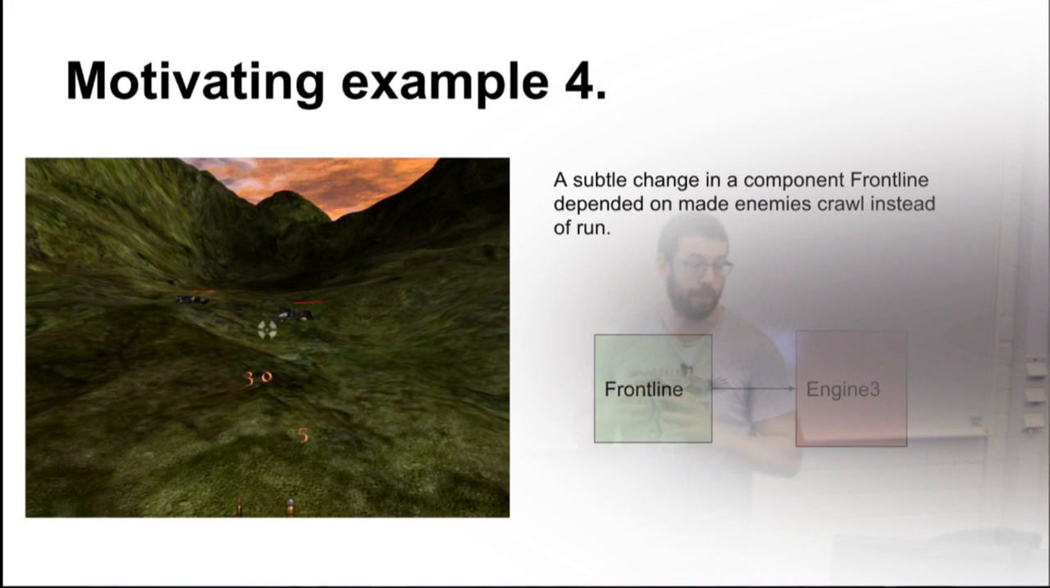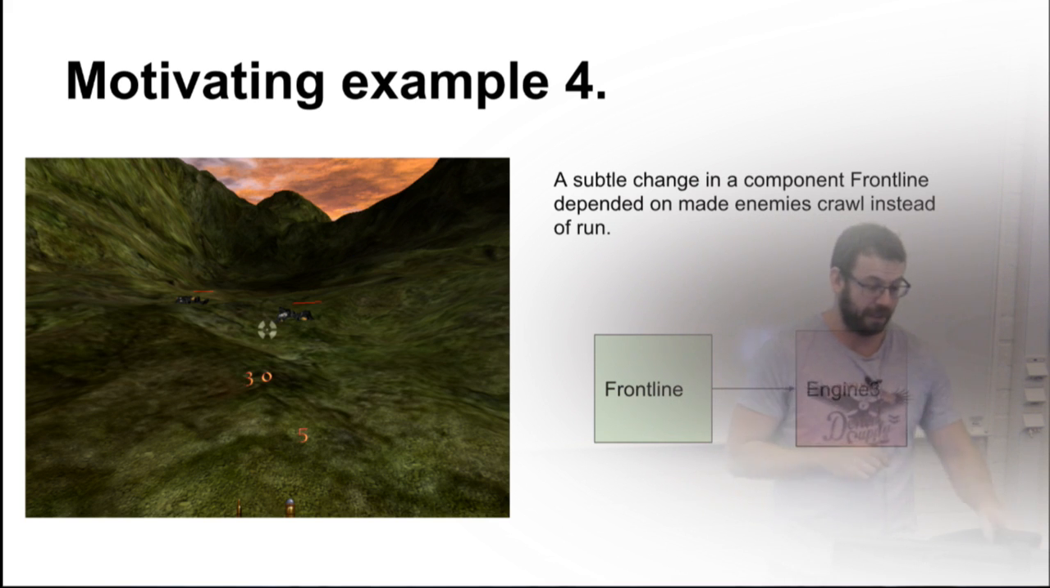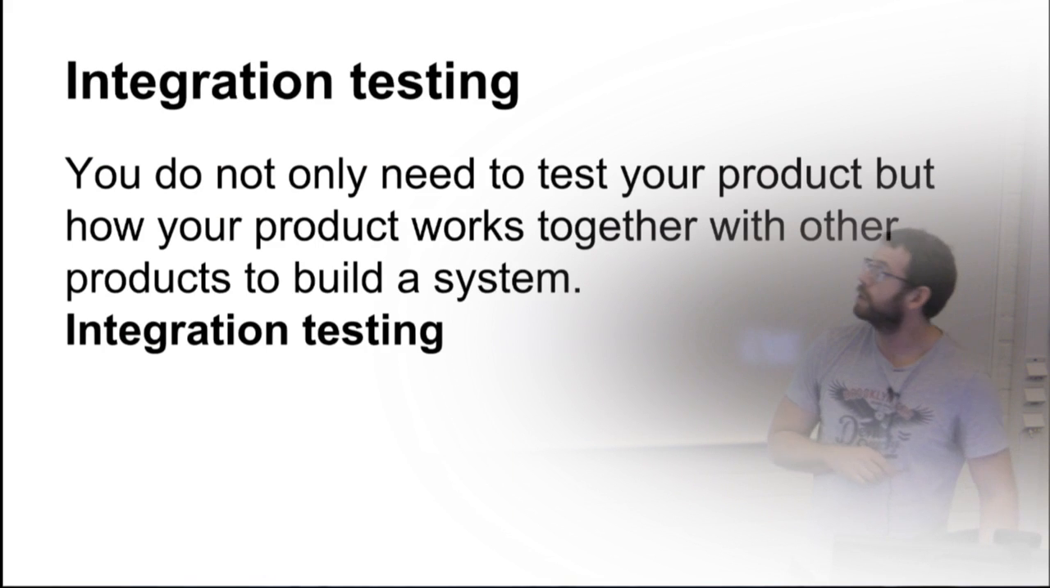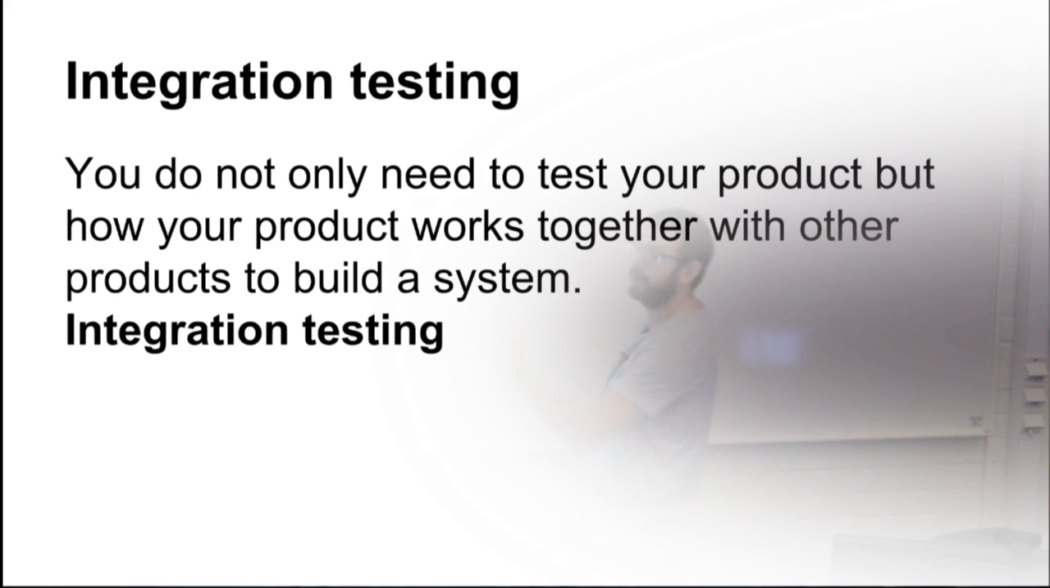And we changed that a bit, and it was a pretty subtle change. It was not a big thing, but it turned every model 90 degrees on the side. So every enemy crawled around, and you couldn't really see them, and you probably could still shoot them. So we learned something about that.